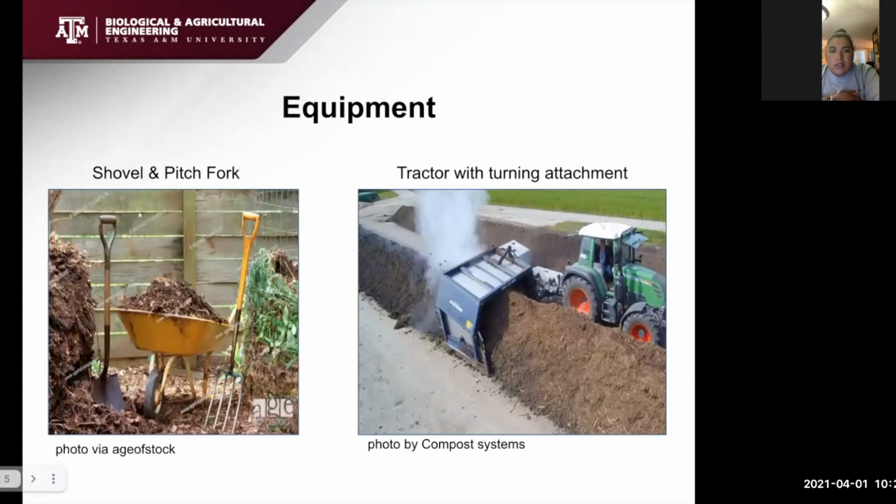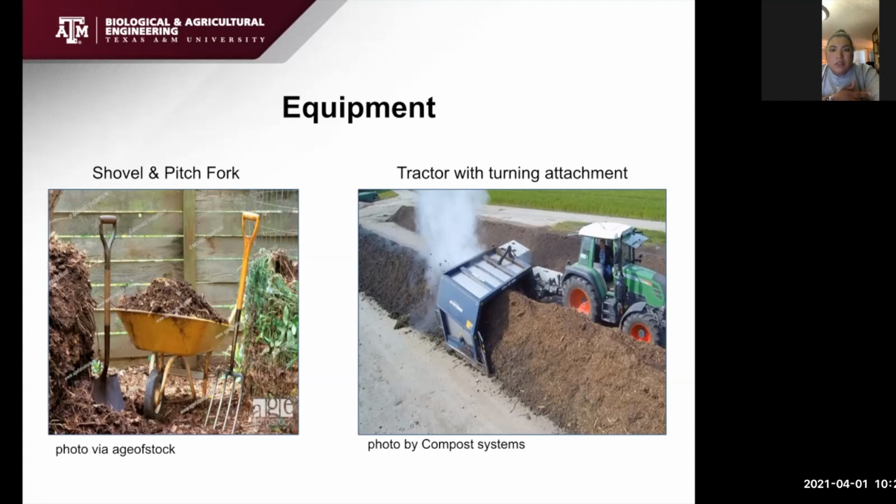In this slide, we have the picture on the left, which is the equipment we're recommending for our client, which is just a simple shovel and pitchfork. Since he is simply wanting to get rid of grape pomace and use it in his vineyard, the shovel and pitchfork is all he is really going to need for a small scale operation.